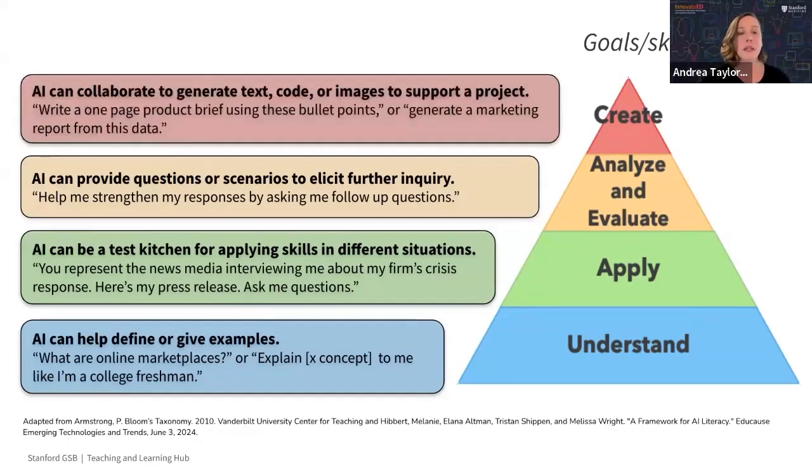And finally, on the top level here, we have create. And this is where AI can be a collaborator to generate text or code, images to support a project, or a general brainstorming partner. So an example student prompt might be, write a one-page product brief using these bullet points, or generate a marketing report from this data. So it's creating a component of a larger product that a student can then evaluate and look at.